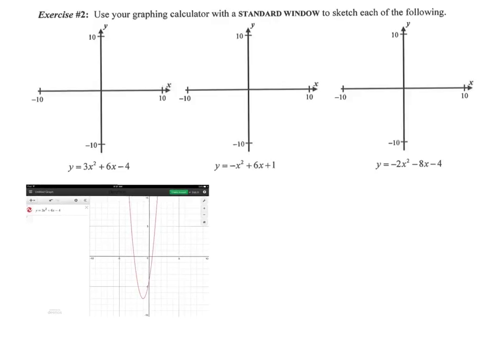So the things we need to pay attention to is that it crosses the y-axis at negative 4. It looks like it crosses before 1 and crosses a little before 3, and the turning point is at negative 1, negative 7. So we have a graph that looks something like this.